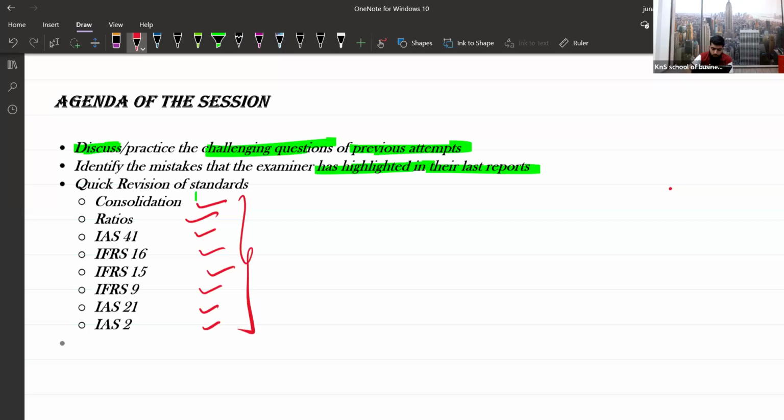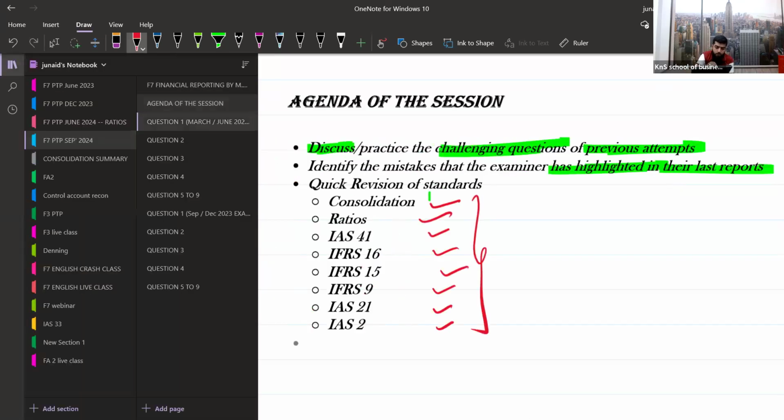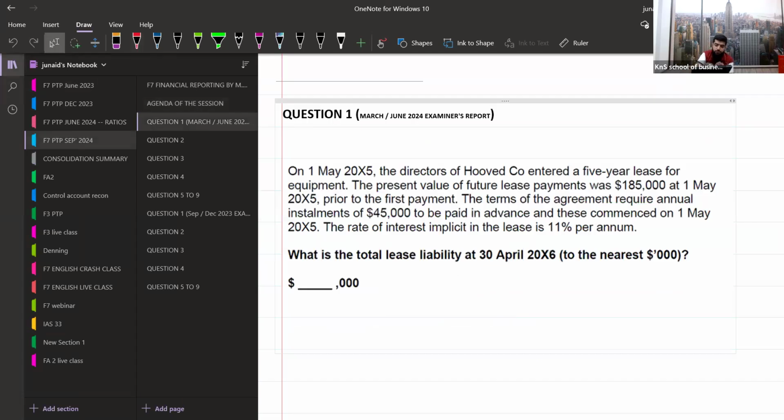Okay, so let's start with this session. First of all, we will have a first question from the March-June 2024 examiner report. So first we will discuss the examiner report questions related to March-June 2024, and then we'll move on to September-December 2023.